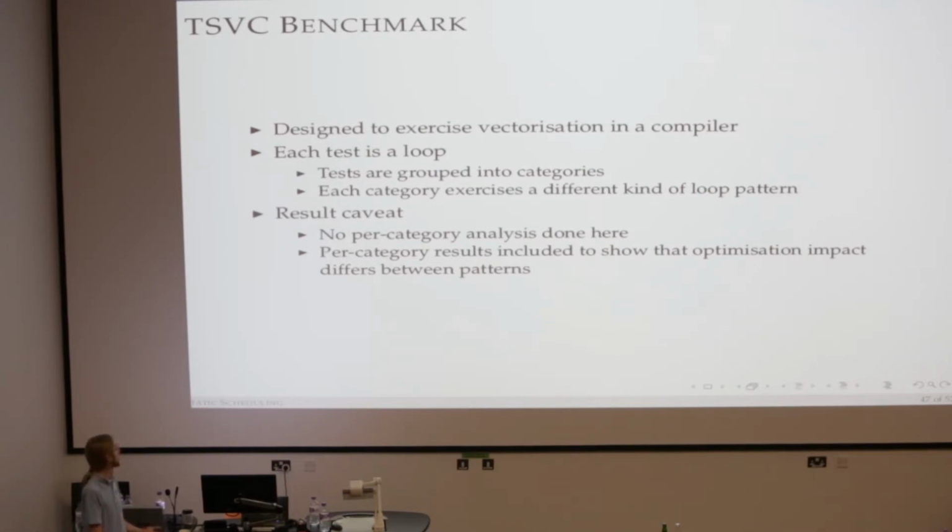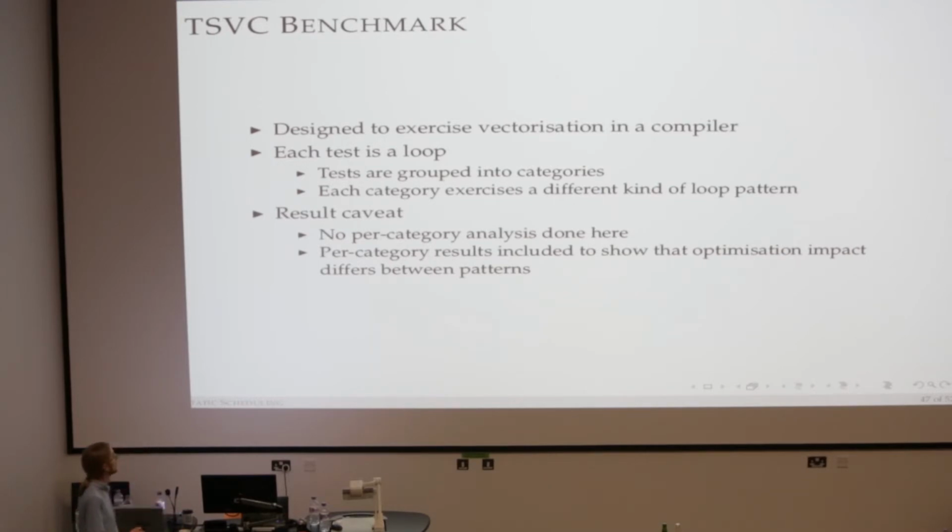These loops are grouped into different categories where each category is a kind of pattern that you want to vectorize. So we are going to show for each category how many cycles it takes to execute all these tests. And we're going to show this for different optimizations, like the baseline and so on. But we have not done any analysis of per-category tests. The reason why we're showing these results at all is because we want to show that an optimization has different impact depending on what kind of code pattern you run on.